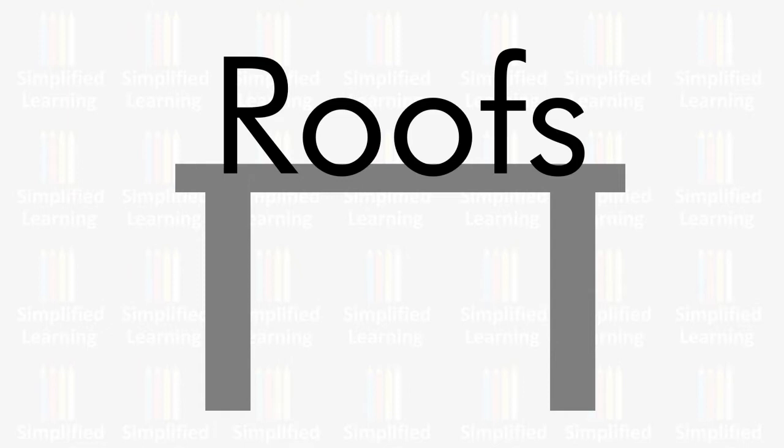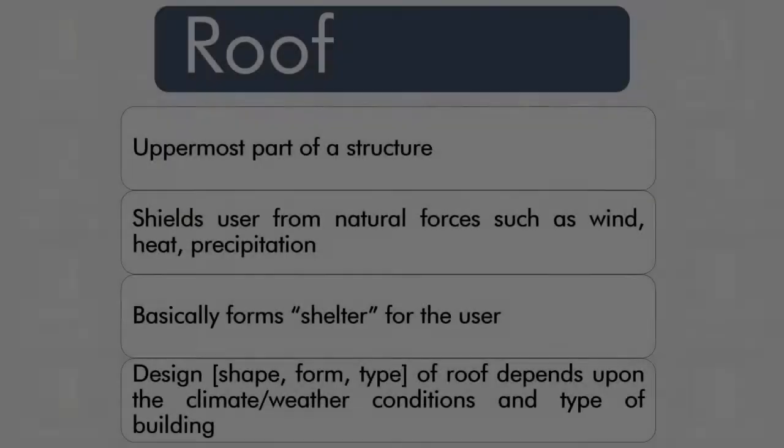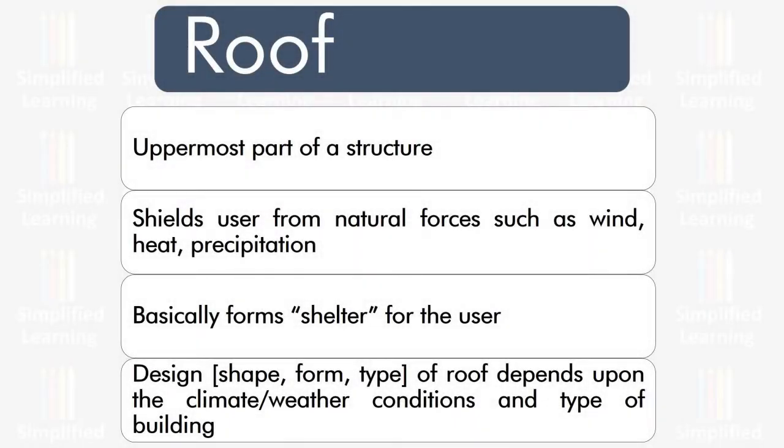Before moving on to types and the technicalities associated with this building component roof, let's have an introduction to what this component is. Roof is the uppermost part of a structure. Yes, it is situated at the most top level of the structure. Second, it shields the user, that is, it protects the user from natural forces. Then it is basically forming the shelter for the user. It is providing the hideout for the user so that he can protect himself from the outside environmental or natural threats.